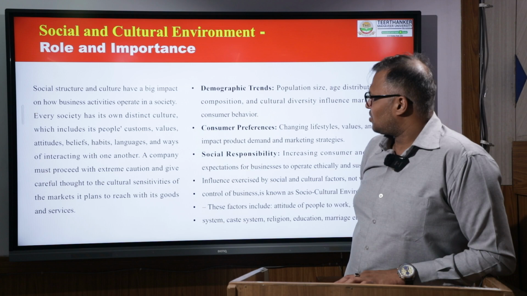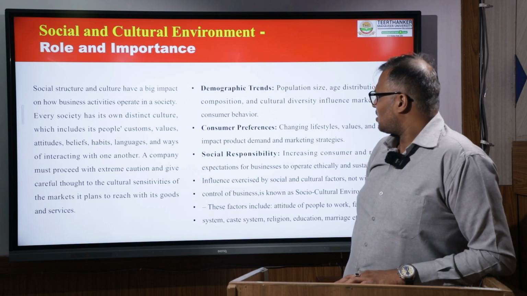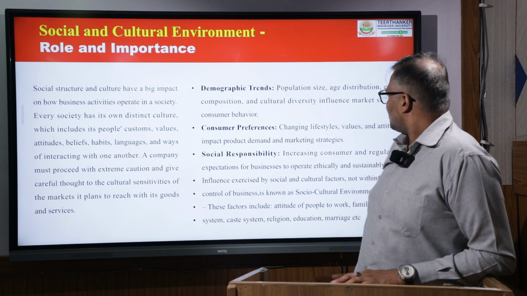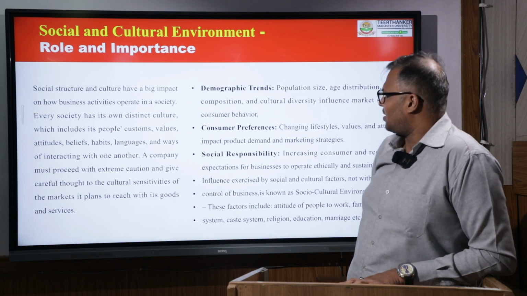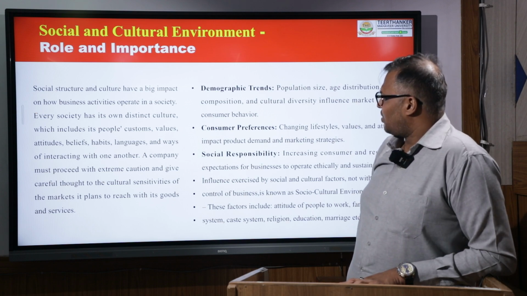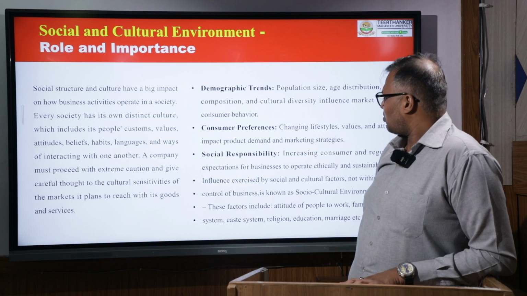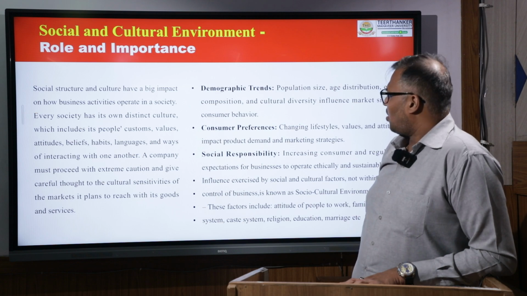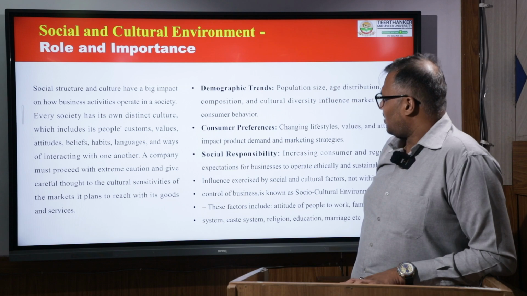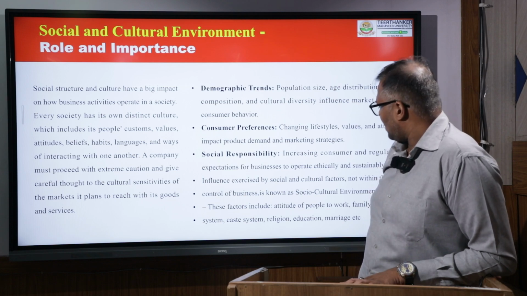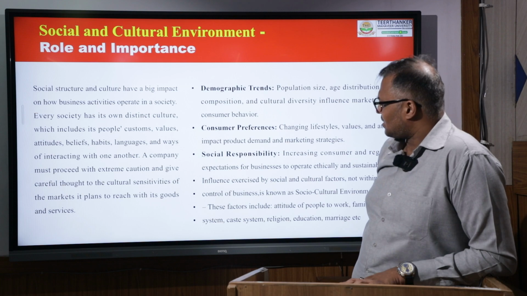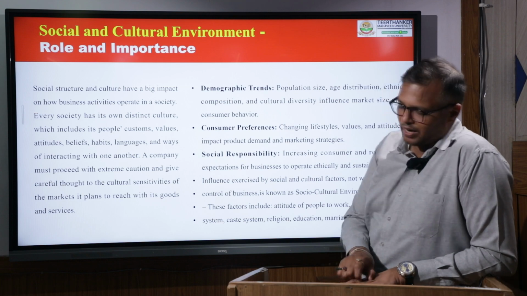Then next, it discusses social responsibility. When we talk about social responsibility, it discusses the increasing consumer and regulatory expectations of businesses to operate ethically and sustainably. Thus, the influences exercised by the social and cultural factors, not within the control of the business, are called the social cultural environment. These factors include many things, such as the way people work, their family system, caste system, religion, education, marriage, etc.